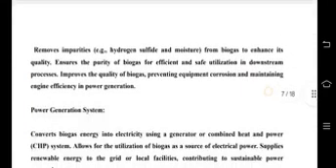Then the gas cleaning system removes impurities like hydrogen sulfide and moisture from biogas to enhance its quality. It ensures the purity of biogas for efficient and safe utilization in downstream processes. It improves the quality of biogas, preventing equipment corrosion and maintaining engine efficiency in power generation.